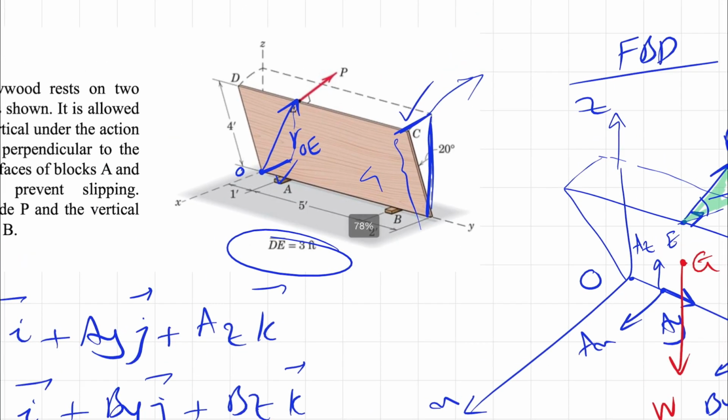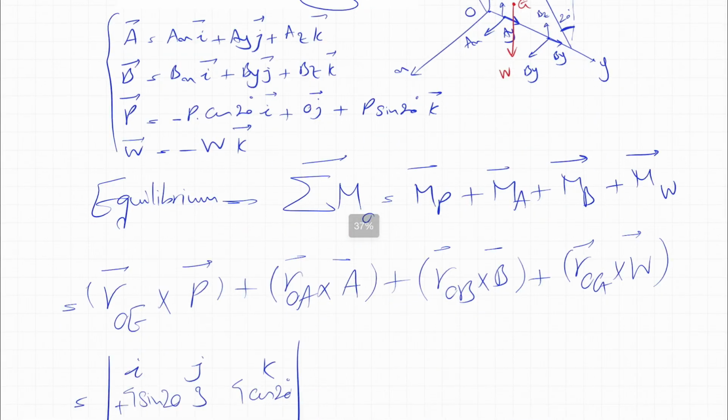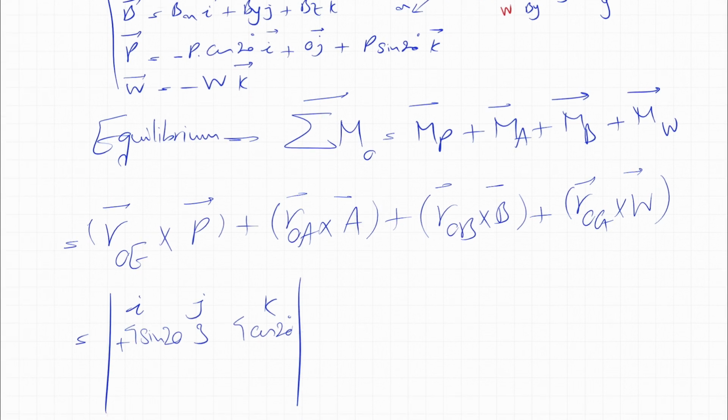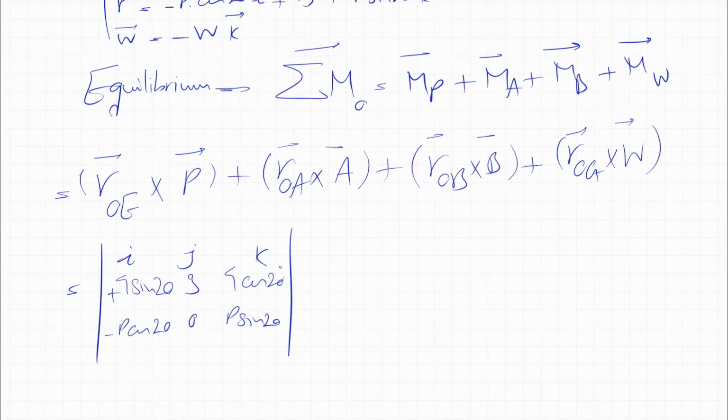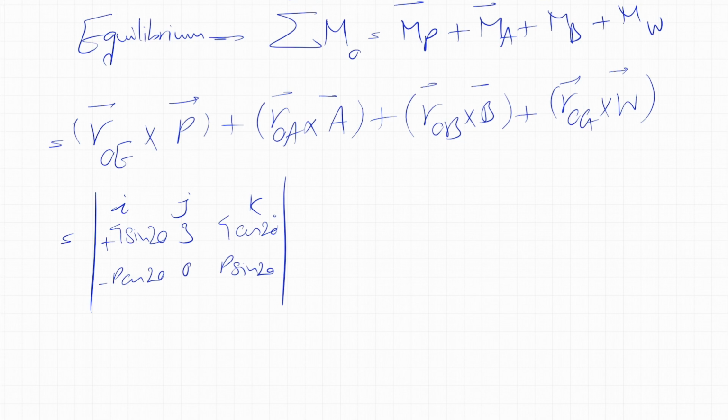Yeah, I think I made a mistake here. So for the I component, if you look here, moving from O to E, we are actually moving in the positive direction of X. We are moving from here to here. So there is no negative sign needed in here. So we'll have 4 sine of 20. And the last row of this matrix is what we have for P, which is minus P cosine of 20. There is no J component, and we'll have P sine of 20.